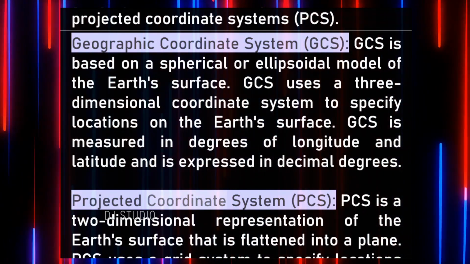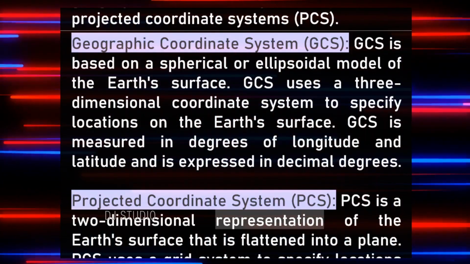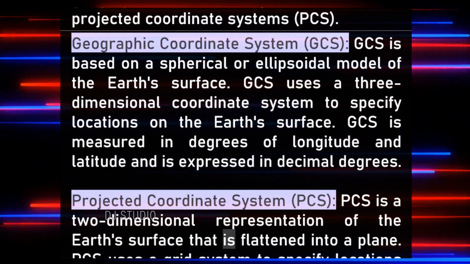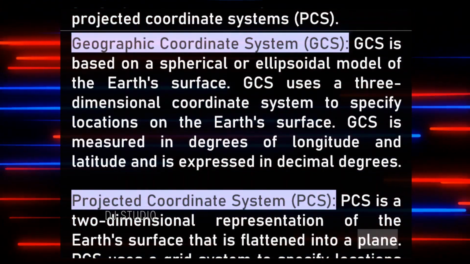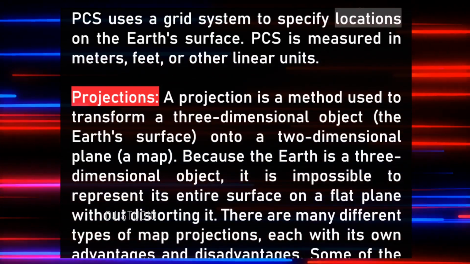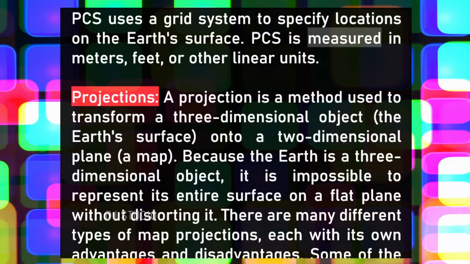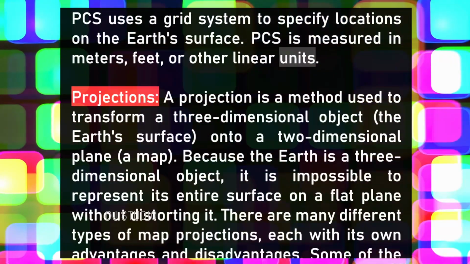Projected Coordinate System, PCS, is a two-dimensional representation of the Earth's surface that is flattened into a plane. PCS uses a grid system to specify locations on the Earth's surface. PCS is measured in meters, feet, or other linear units.